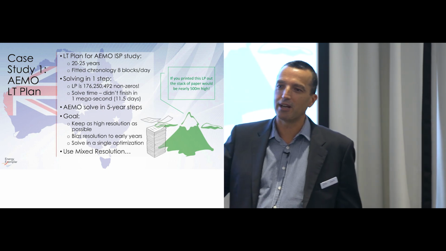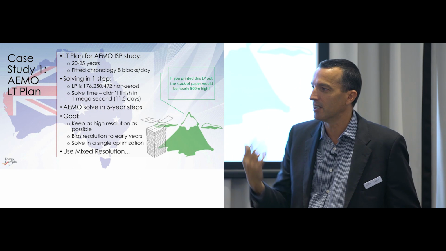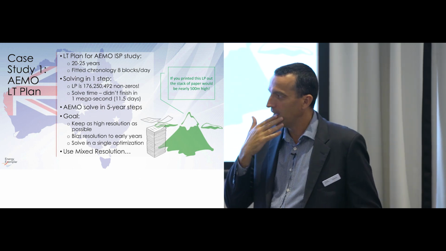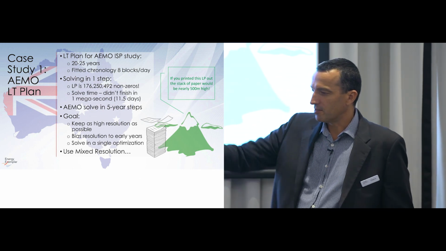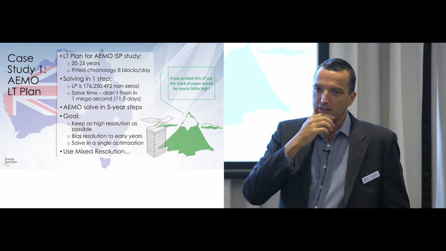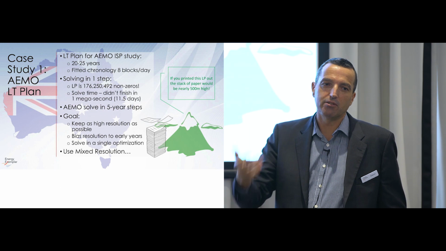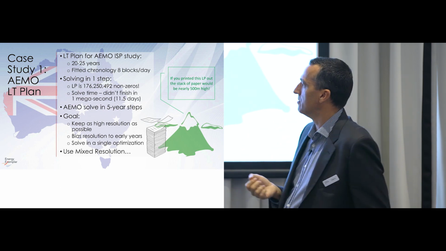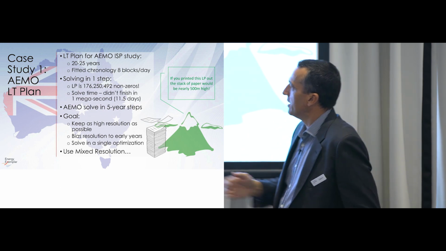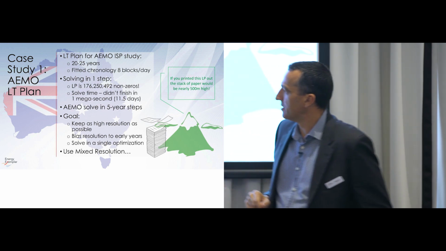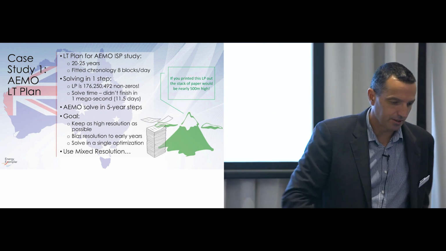So the outer years don't matter so much anyway to the objective function, but there's no reason why you couldn't bias the resolution towards the end of the year, as I think they've suggested they might do, because that's when some of the small scale storage is actually expected to come in. So, I'll try to solve this in a single optimization using mixed resolution.